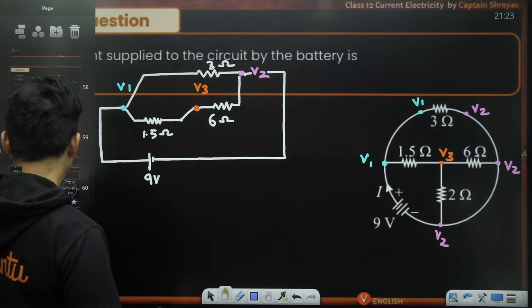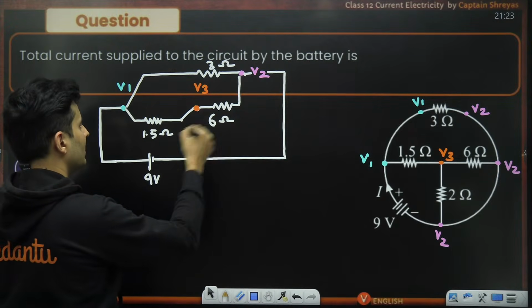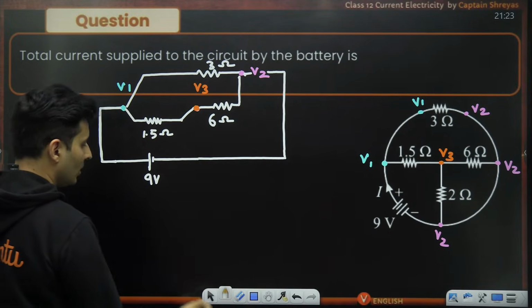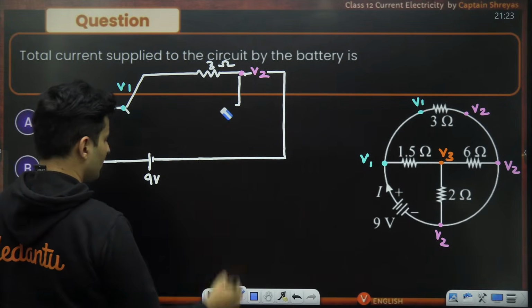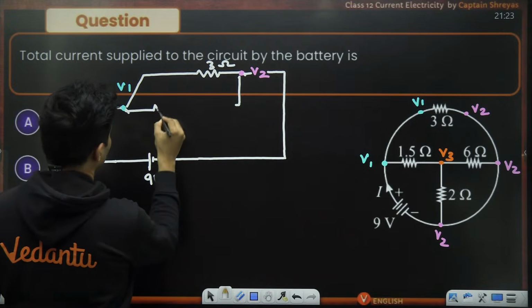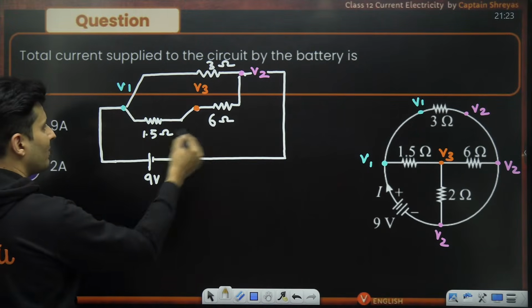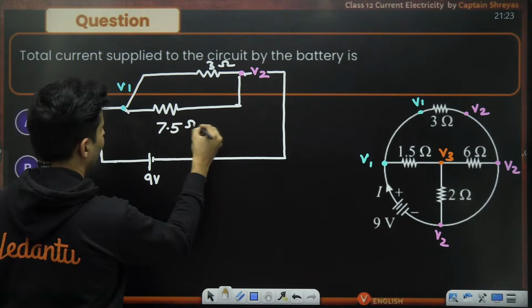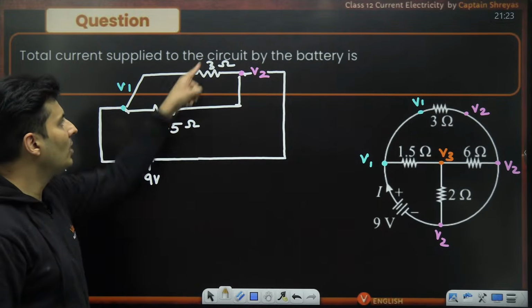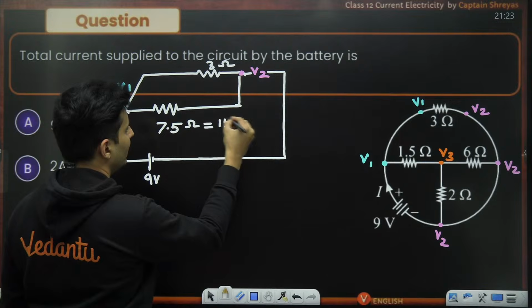How? Well, these two are in series, of course. So you might as well get rid of these two and just write one single resistor over here. So 1.5 plus 6, that's 7.5 ohms. These two are in parallel. 7.5 ohms is nothing but 15 by 2 ohms.